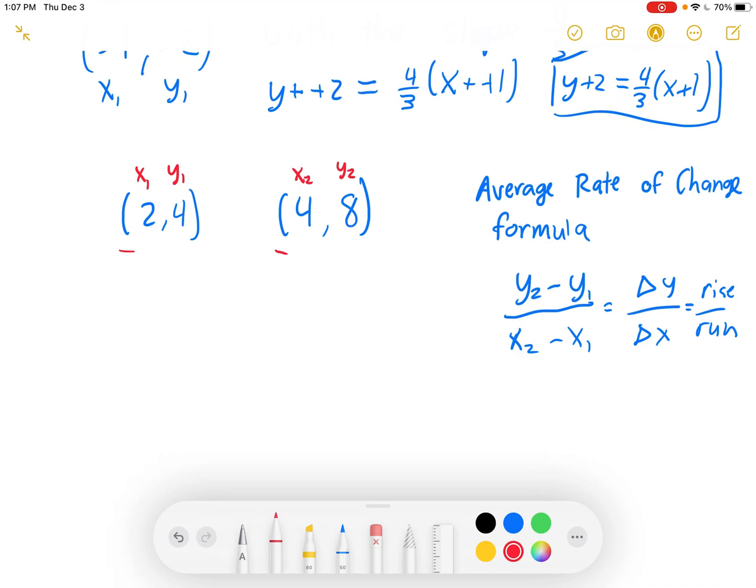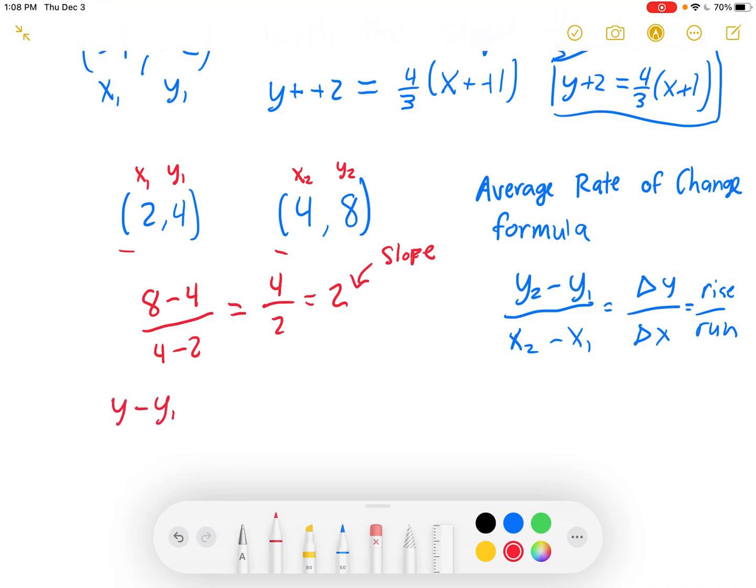So let's go ahead. From there, we just plug it into our formula. 8 minus 4 over 4 minus 2 is going to be 4/2, which is the same thing as 4 divided by 2, which is 2. So there we go. There's our slope. And we can plug that into our generic formula.